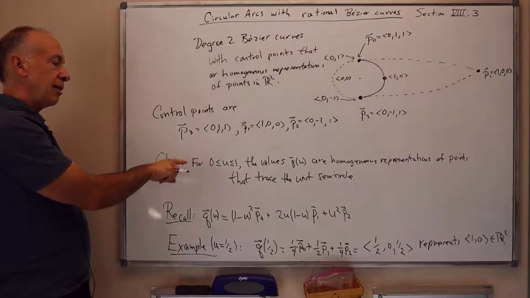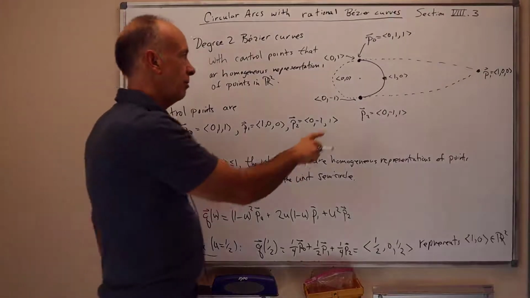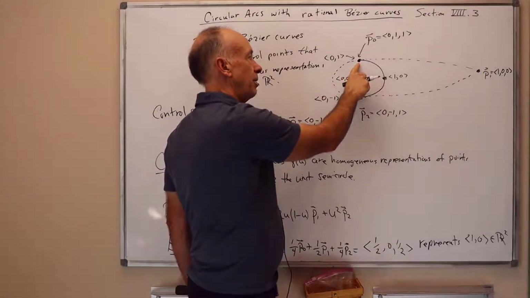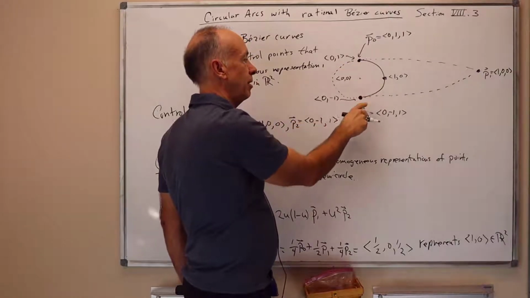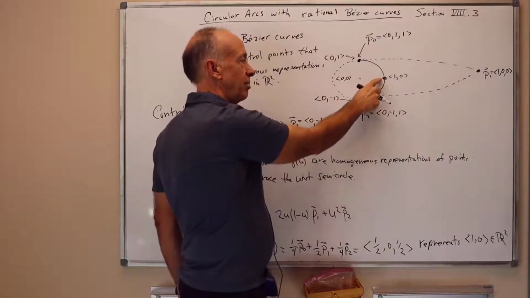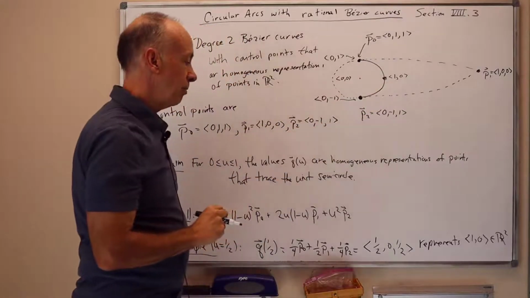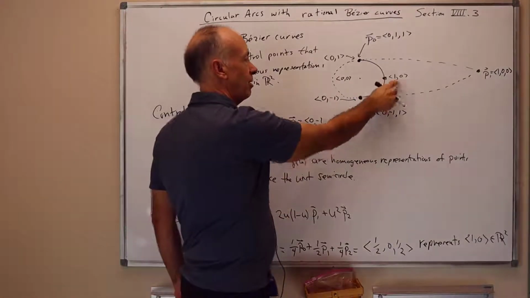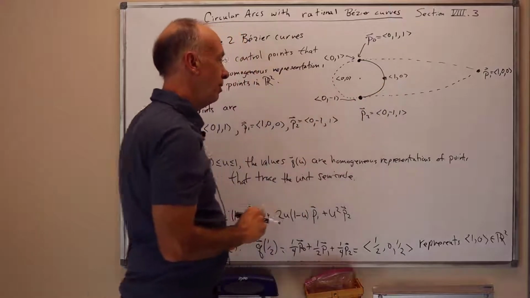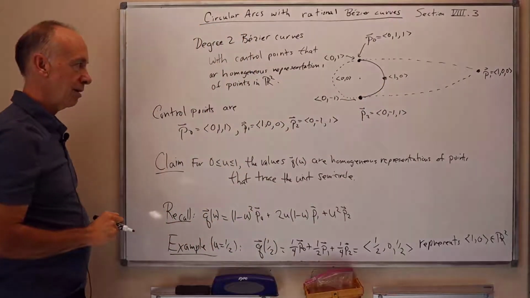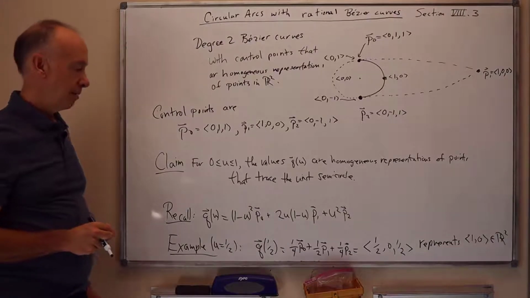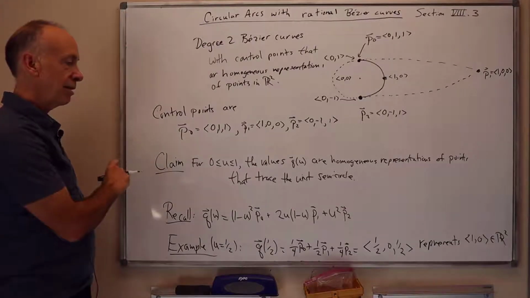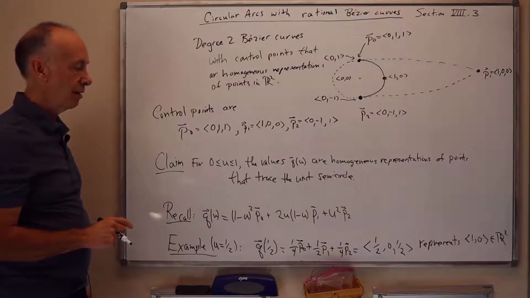So the claim is saying that this kind of thing works for all values of u. At u equals 0, we get the value P0, which represents 0, 1. At u equals 1/2, we just showed we get the triple 1/2, 0, 1/2 that represents 1, 0. And at u equals 1, we get the triple 0, minus 1, 1, namely P2, which of course represents 0, minus 1. And we claim that this holds in general. I'll show that on the next board.